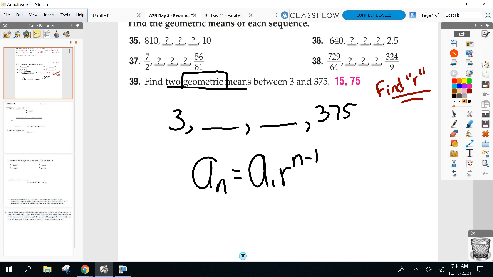This a sub n is a term in the sequence other than the first, because that's for a1. What's the only other term I know? 375. Everyone see that's a term. Any random term can go there. That's the only one I had, so I had to put it there. First term, 3, r. These are related, but they're not the same. I don't put 375 up here. Where's 375 in the sequence? It's the fourth term, minus 1.